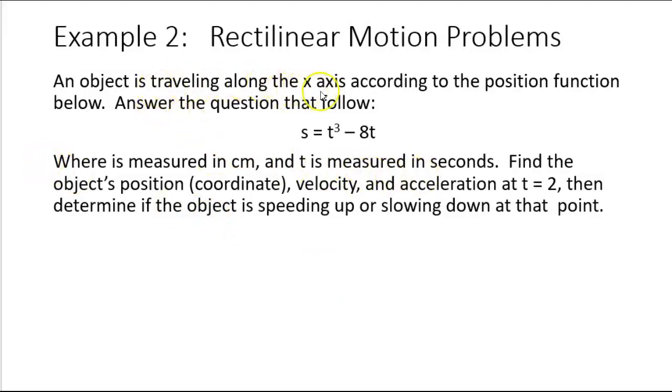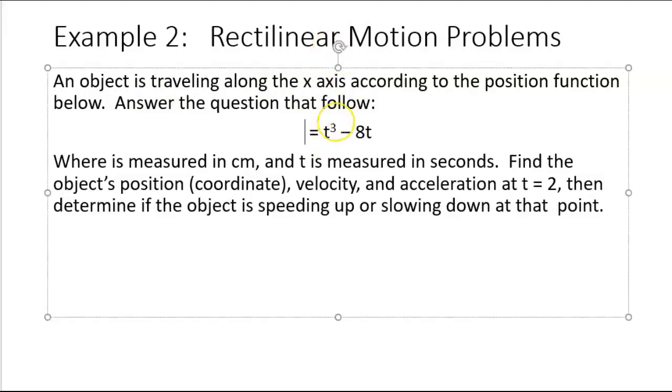So here we go. An object is traveling along the x-axis according to the position function given below. Answer the question that follows. Since we're traveling along the x-axis, I'm going to change it from s to x, because that makes a little more sense. T represents time. I could plug in a t here for time, and it will tell me the x value, in other words, what point I'm at on the x-axis. So there's my function that tells me the position of the object at any given time. Position is measured in centimeters and time is measured in seconds.